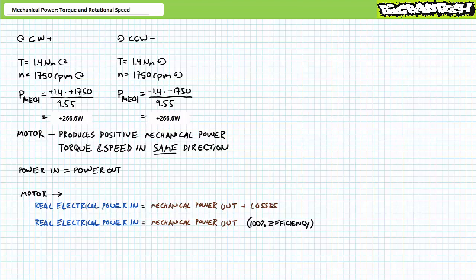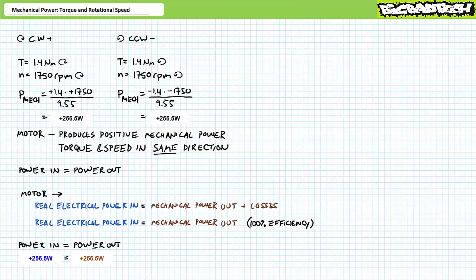On a very basic level, we know that motors convert electrical power to mechanical power. If this motor was 100% efficient, and it is known to produce positive 256.5 watts of usable mechanical power output, and power in equals power out, this must mean it is consuming positive 256.5 watts of real electrical power. When displayed in this fashion, electrical on the left, mechanical on the right, what is the significance of Proclamation 2? It means motors always consume positive electrical power.